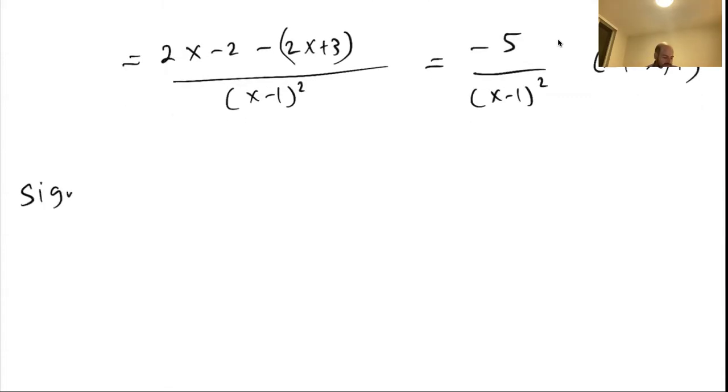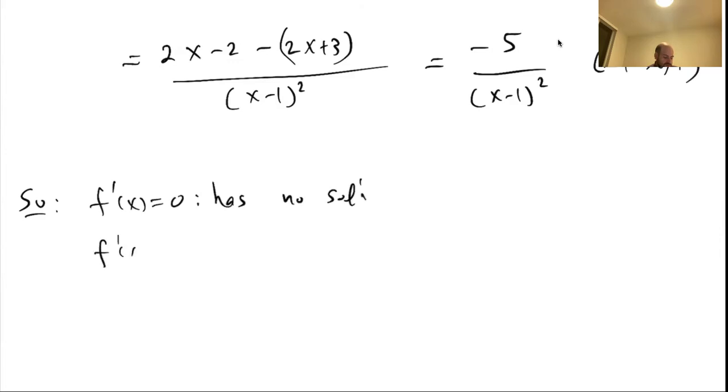So sign chart. But before the sign chart, do we have any critical point here? Critical point means f prime is 0 or f prime does not exist. Of course, f prime cannot be 0 because you have a non-zero numerator, which is minus 5. If the numerator cannot be 0, then the whole fraction cannot be 0 either. So f prime of x equals 0 has no solution. F prime of x does not exist also has no solution.